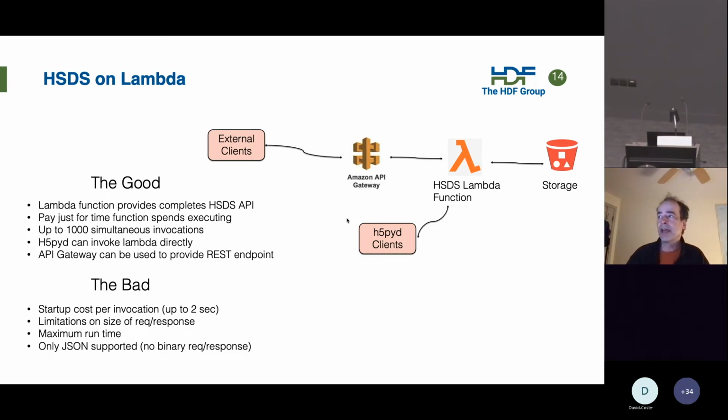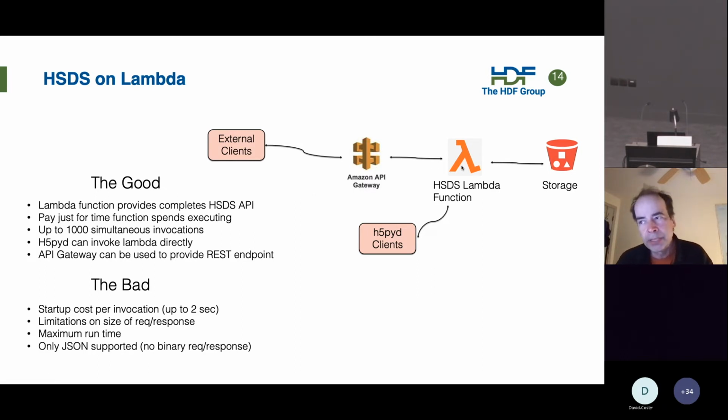So we can have H5PyD talk directly to a HSDS Lambda function, talking to storage. Or if you have a REST client, it can go through the Amazon API gateway. The API gateway can provide a REST-based facade to a Lambda function. So it looks like a normal web service from here, but it's actually being invoked as Lambda functions.